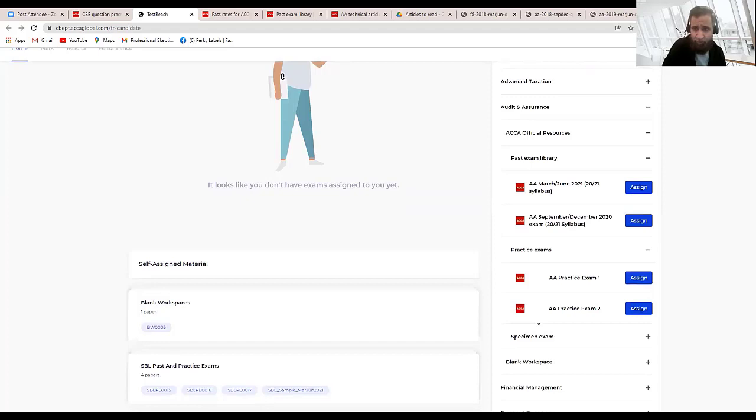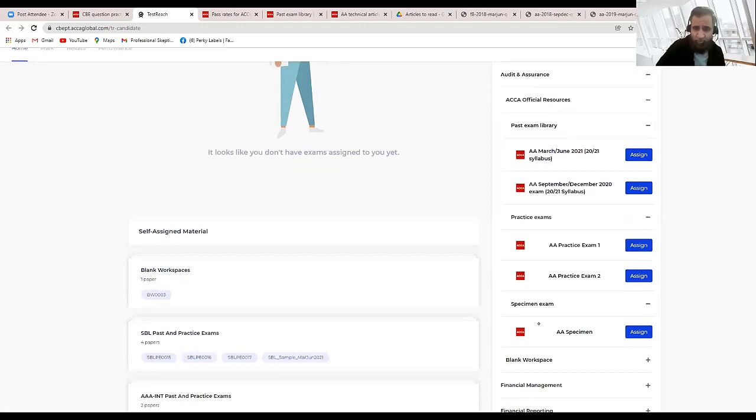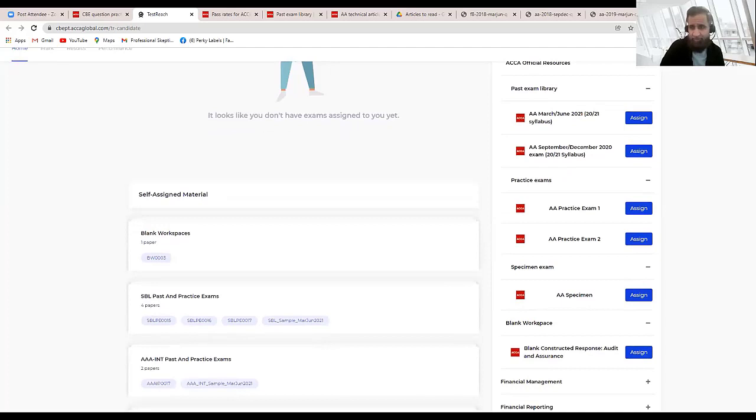And specimen exam, you have 1 specimen exam given. And in the blank workspace, you have been given a blank workspace so you can type the answers if that question is not available on the platform. So there are like 5 questions given on the practice platform for you to practice on the platform.